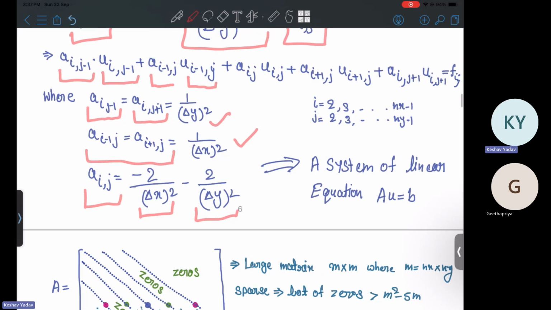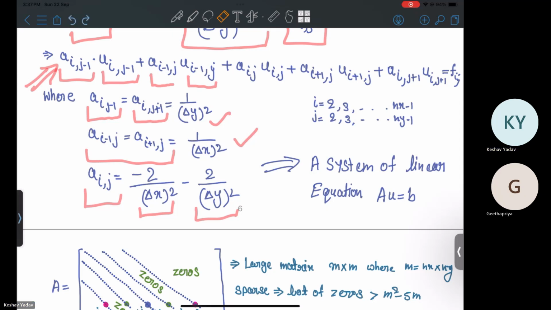So this is a linear equation. At every i j, if we write the equation, we will get a system of linear equations. So this is my system of linear equations. What we have done is converted a partial differential equation into a system of linear equations.